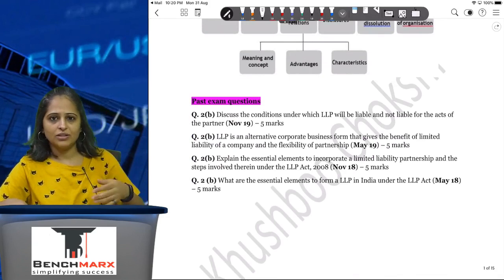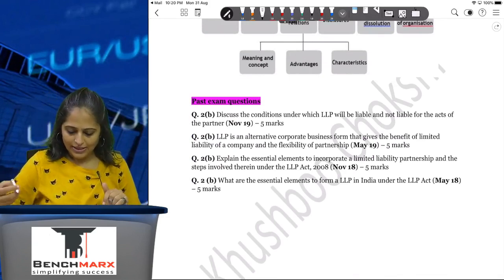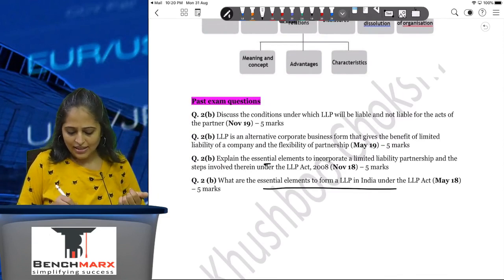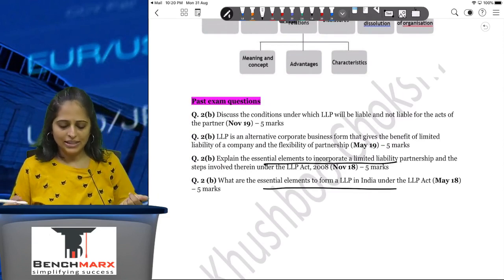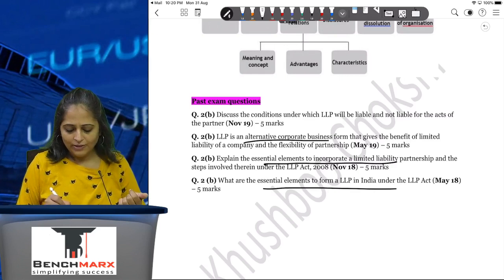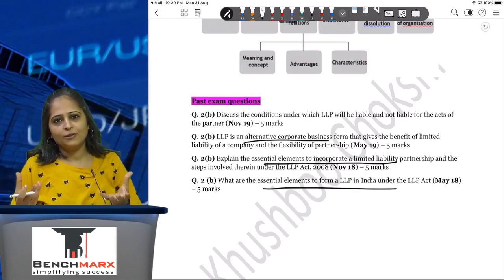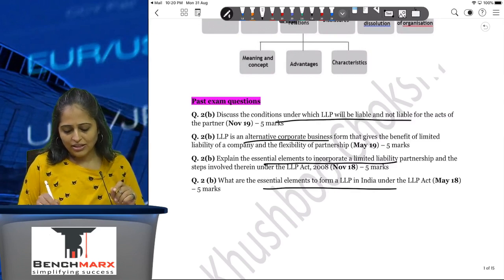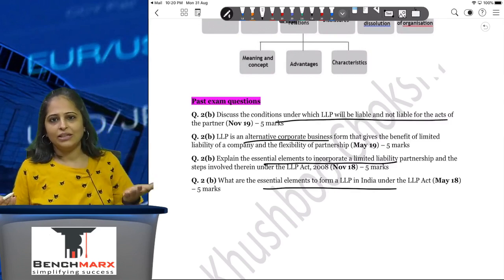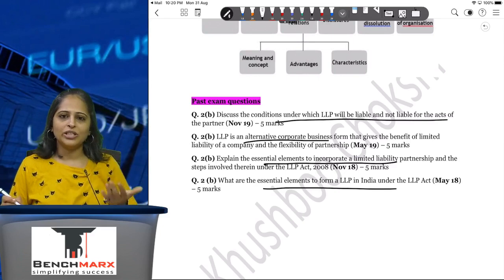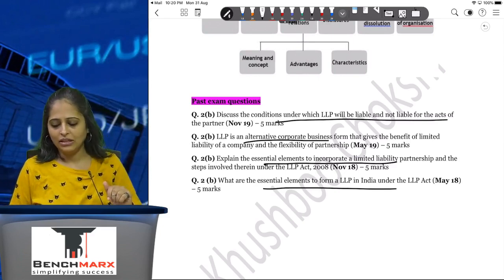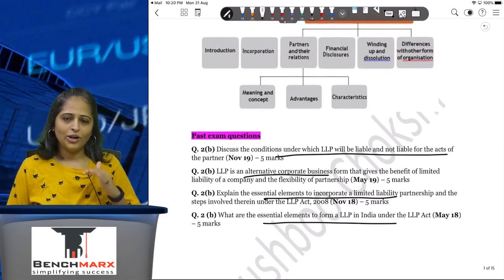I've given the questions here so that you can see for yourself: what are the essential elements of the LLP form of organization? Again, the same question was asked in November 18, what are the essential elements? It's an alternative corporate business, so basically giving the features of an LLP form of organization, and what conditions under which LLP will be liable and not liable for the act. So if you see, the questions which are asked are fairly simple, which you would be able to answer in your examination. So do not leave it for options.